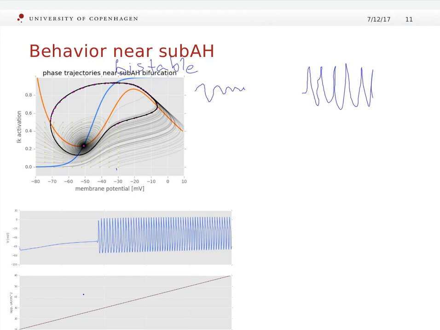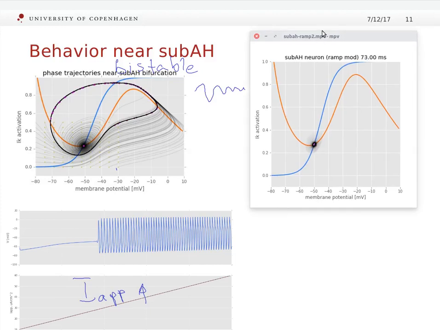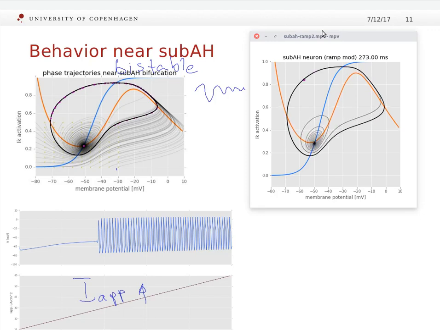Now what happens if we increase our applied current? Right, applied current getting larger and larger, and I can show it in a video too. So basically this is what happens. At first we are at a resting state. Gradually it gets whoops, and we have sustained spiking.